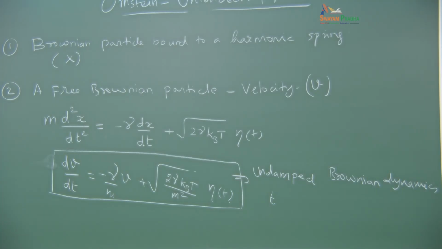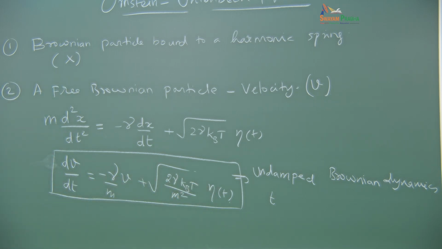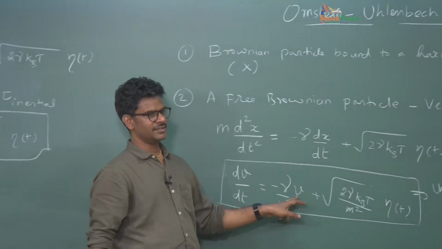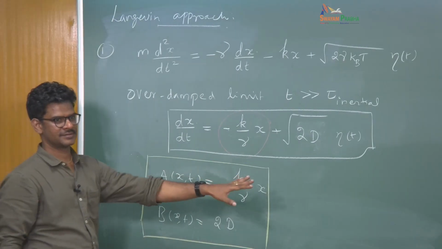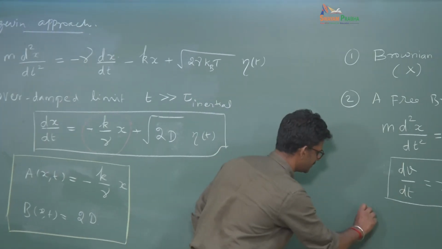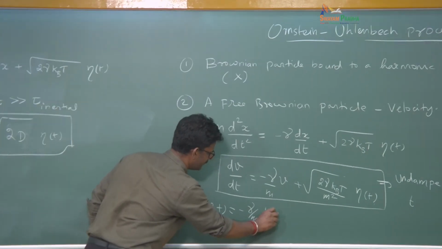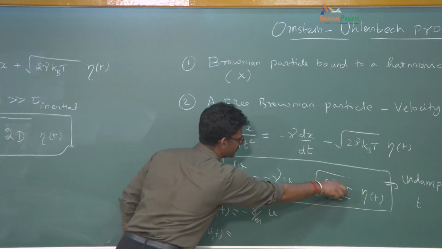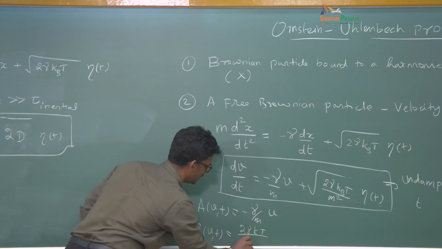So now if you think about v here as a random variable, so here we had x as a random variable, the position as a stochastic variable. So here we have velocity as a stochastic variable. If you look at the functional form of these two, they are very similar. Okay, so here also we can set up a Fokker-Planck equation with a characteristic function a of v comma t equal to minus gamma by m v, and b of v comma t as the term inside this bracket, which is 2 gamma kT by m square.